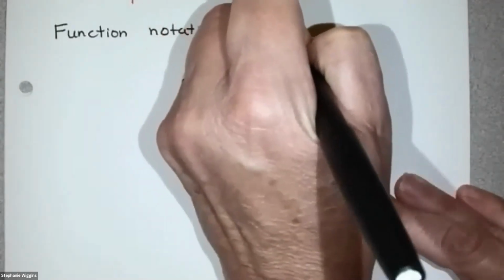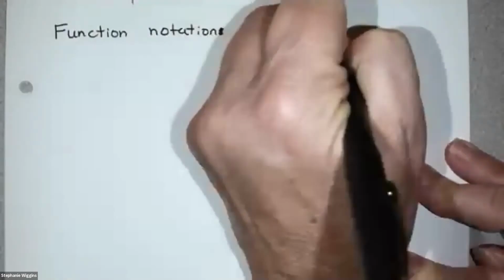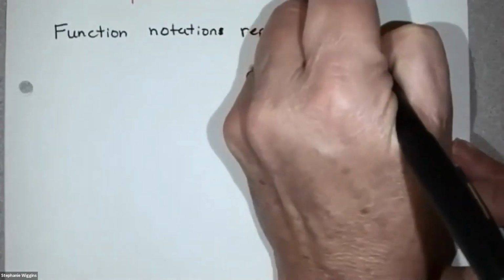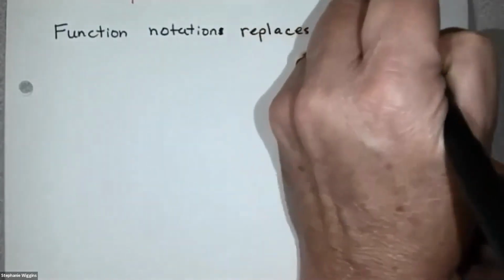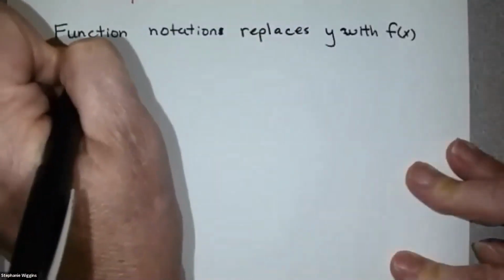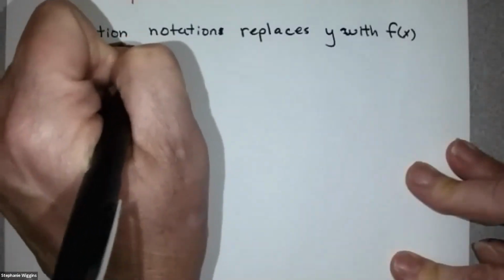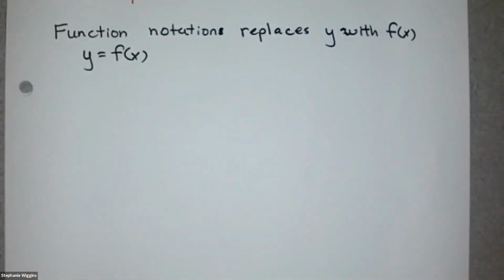Function notation simply replaces y with f of x. In other words, y equals f of x. So that tells you that the function values are y values. Whenever someone says to evaluate a function, you're looking for a function value. That means you're looking for a y value.